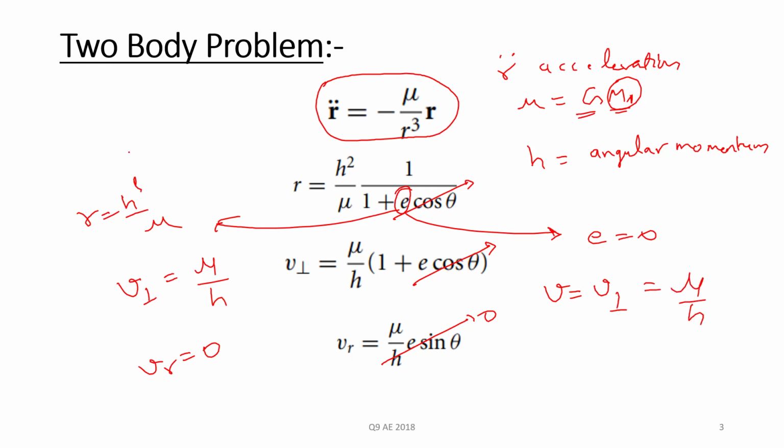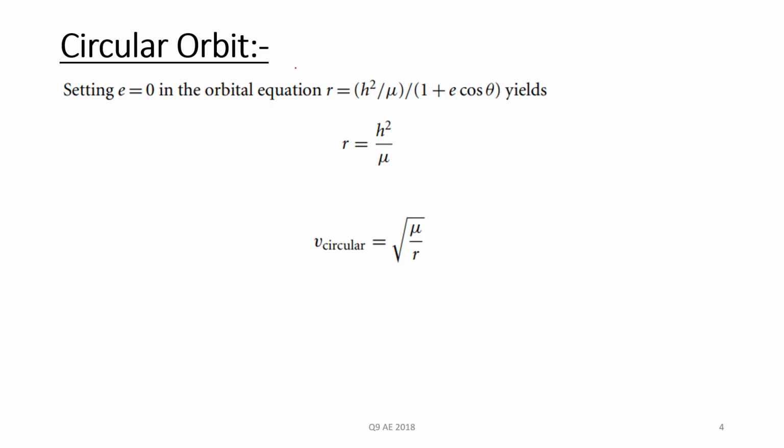Now if you substitute h from here, you can find h equal to under root mu r. We substitute this h here, mu upon under root mu r, and we will get under root mu by r. So if we put e equal to 0 in the orbital equation, r equal to h square upon mu times 1 upon 1 plus e cos theta, it will give r equal to h square upon mu, and the velocity of the circular orbit is given by under root mu by r.